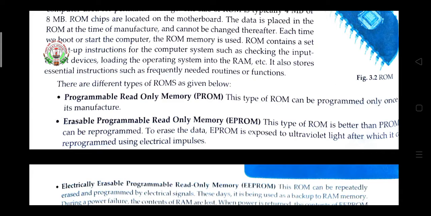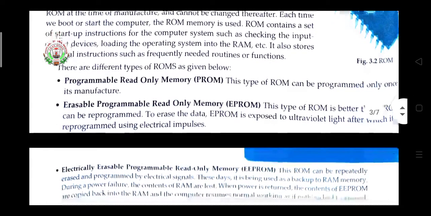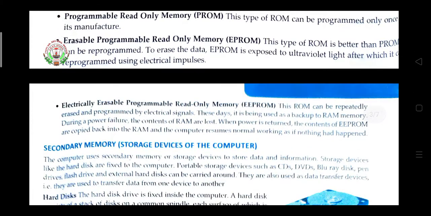Then EPROM is used. EPROM is better than PROM. To erase the data, EPROM is exposed to ultraviolet light, after which it can be reprogrammed using electrical impulses. So erasable EPROM is also able to erase the data if you want to erase your permanent data from a ROM. Then electrically erasable programmable read-only memory: this ROM can repeatedly be erased and programmed by electrical signals.